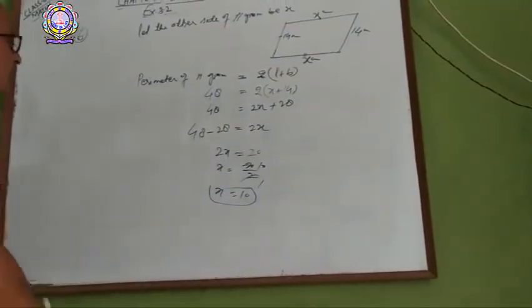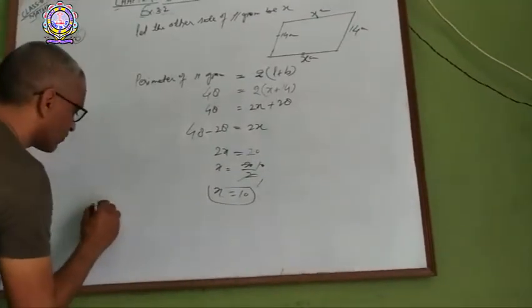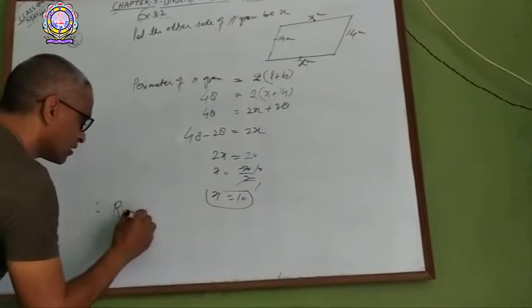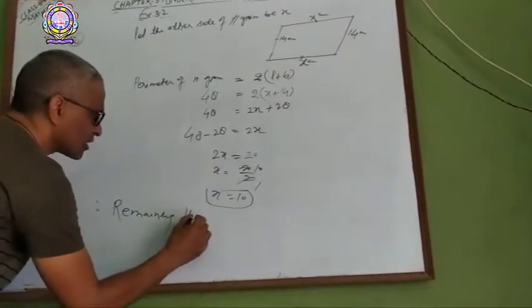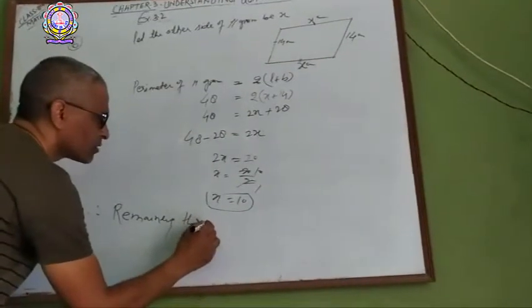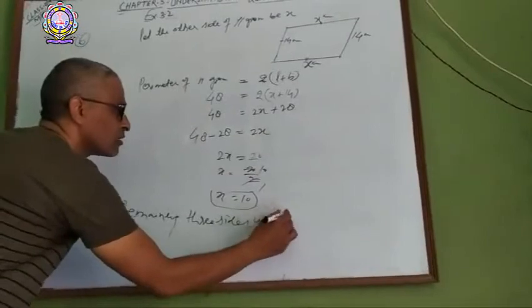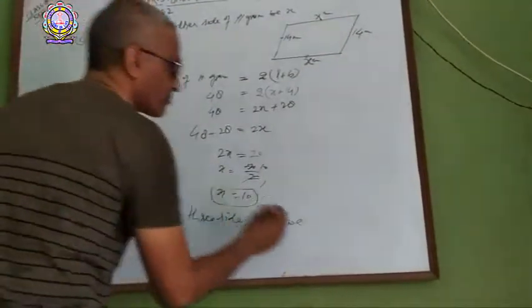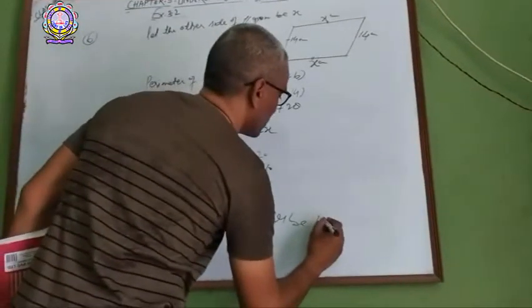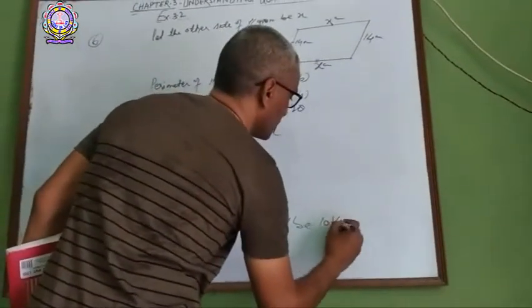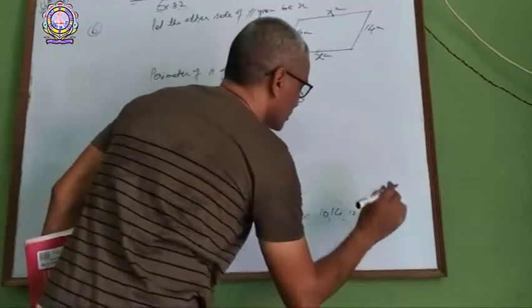Then remaining 3 sides will be 10, 14 and 10 again. These are the answers.